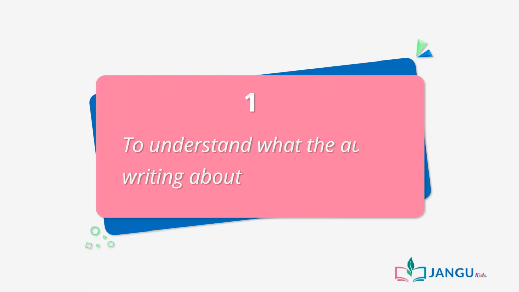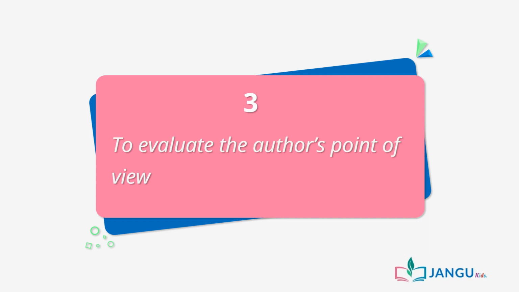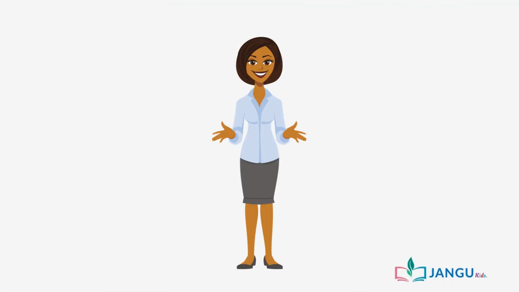1. To understand what the author is writing about. 2. To identify the author's techniques. And 3. To evaluate the author's point of view. Now, let's go through the critical reading process.